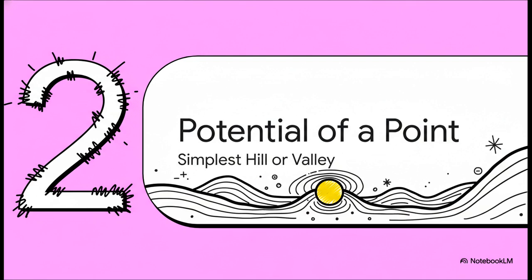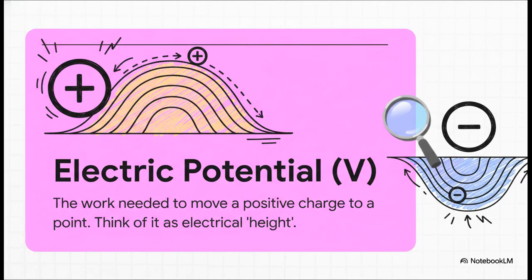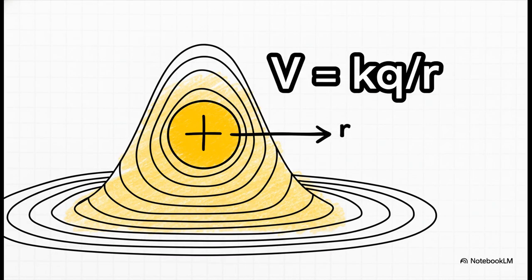This little guy is the basic building block for, well, pretty much everything. Now, the textbook definition says electric potential is the work needed to move a charge to a certain spot. But honestly, the best way to think about it is just electrical height. That's it. A positive charge creates a hill of high potential, and a negative charge creates a valley of low potential. Simple as that.